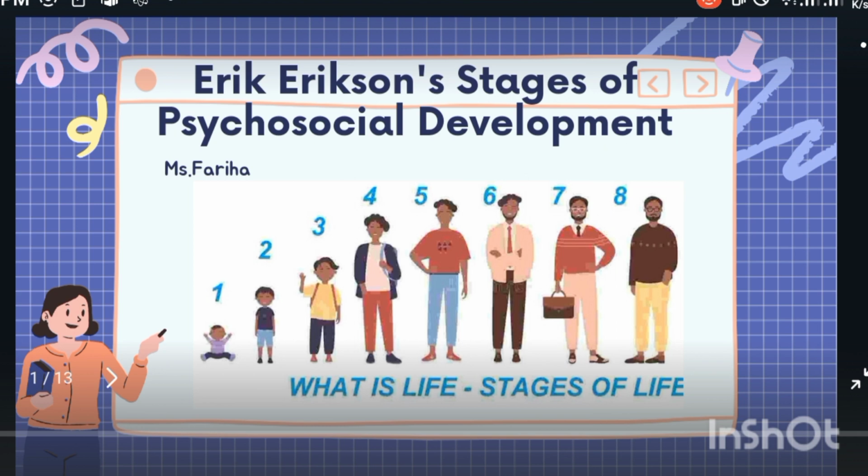So let's begin with the Erik Erikson stages of psychosocial development. This topic is concerned with the child development course which we study in the first year or first semester of B.Ed programs. So let's begin and move forward.